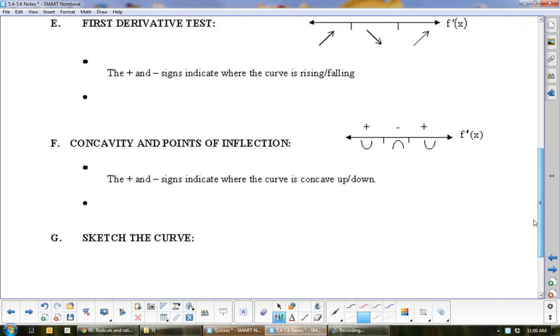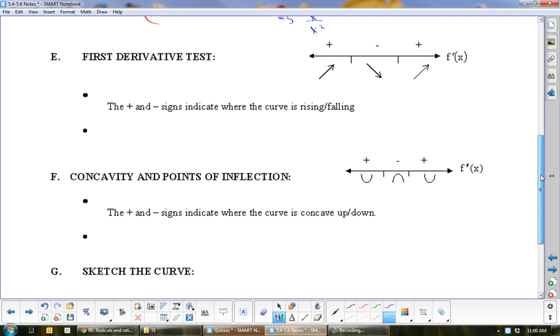Okay, then after you've done all that, the first derivative test. The biggest part of the first derivative test is finding CVs. And that's when f prime of x equals 0 or does not exist. Okay, the positive and negative signs occur where the curve is rising and falling. And you want to state the coordinates of max/min points.